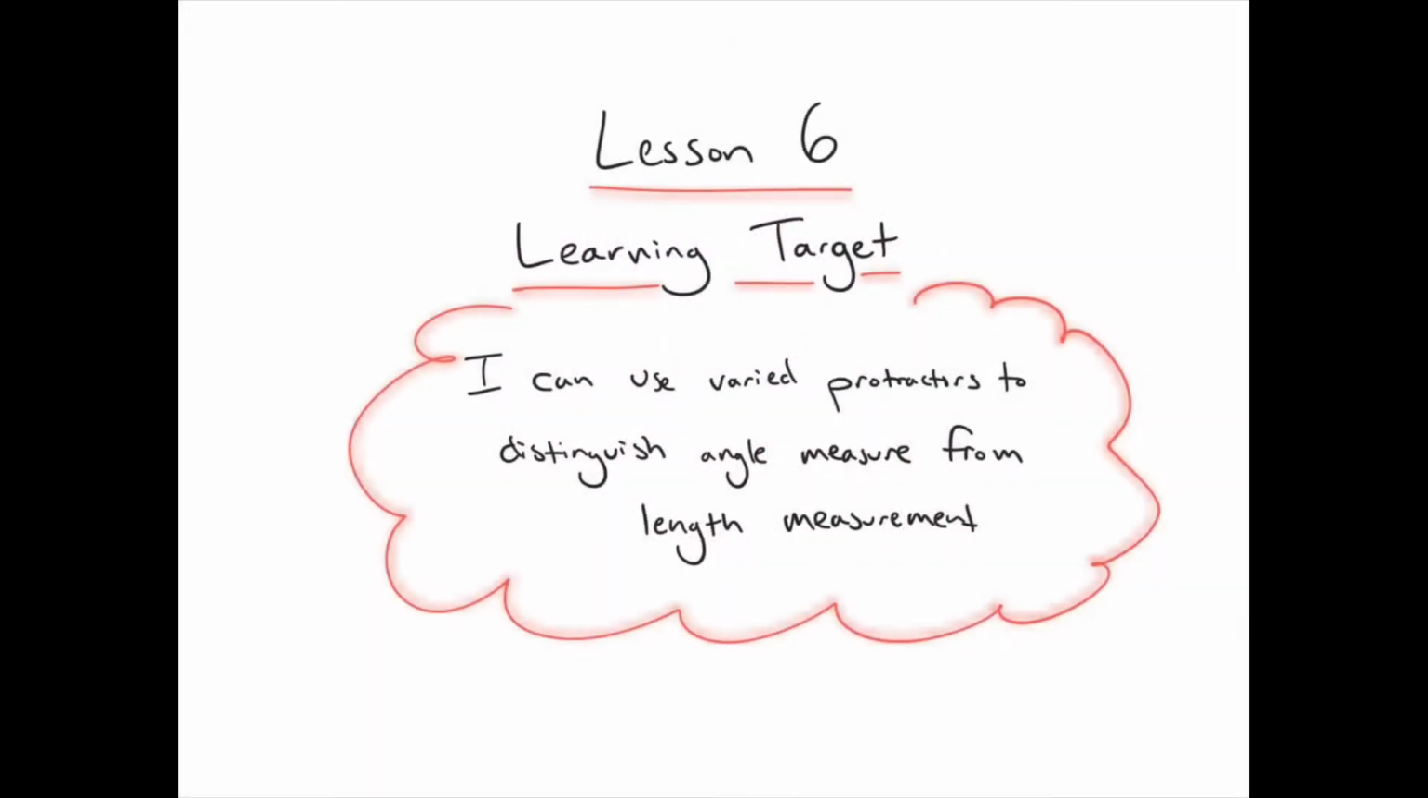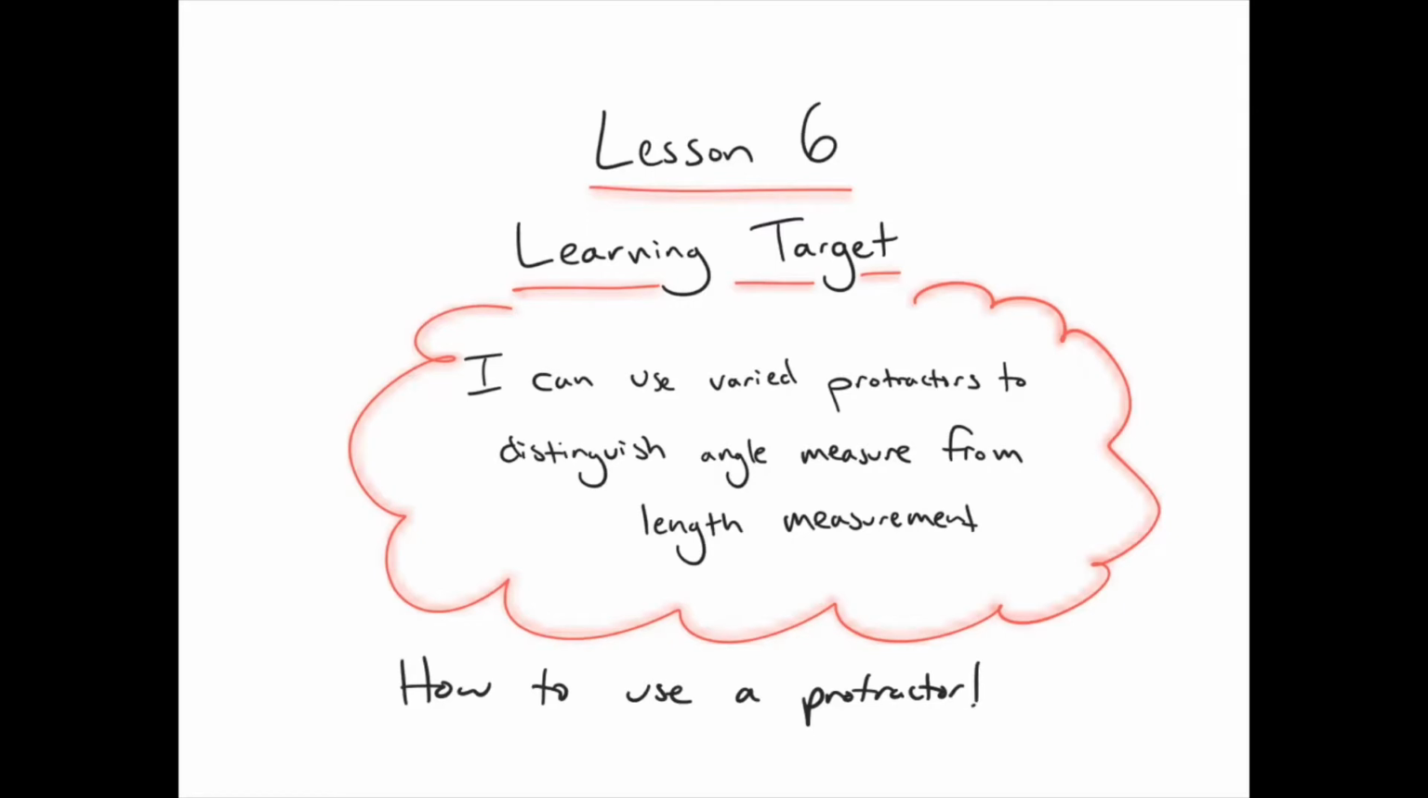This is a video lesson for Lesson 6 of our Angles and Planar Figures unit. The Lesson 6 learning target is I can use varied protractors to distinguish angle measure from length measurement. This is a pretty wordy learning target. Essentially what I would call this lesson is how to use a protractor.